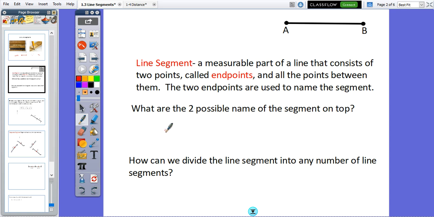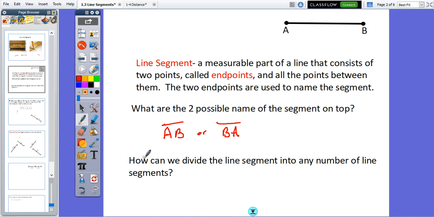So that's why I asked the question, what are the two possible names for this segment up here? You can call it segment AB. Remember, you just put a single bar without the arrows, or you can call it segment BA. Again, just a straight bar across, no arrows at the end.